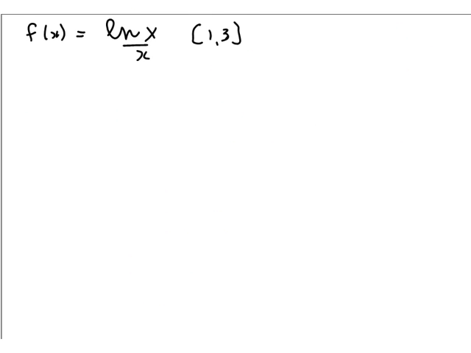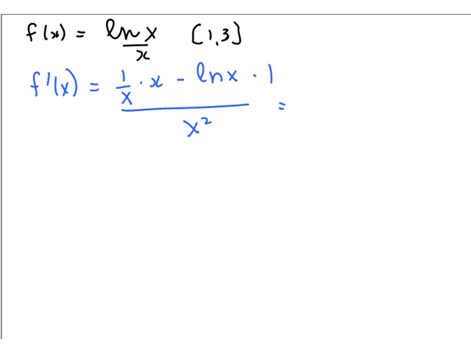So we're going to do one last example, this time diving into the realm of logs. So I, again, am going to take the derivative of this: the derivative of the top times the bottom, minus the top times the derivative of the bottom, divided by the bottom squared. And this cancels here, so that leaves me with 1 minus natural log of x over x squared.